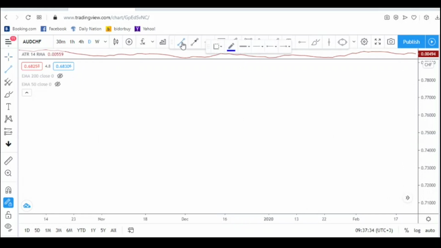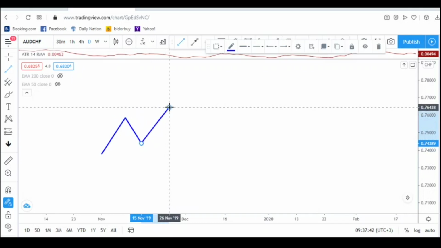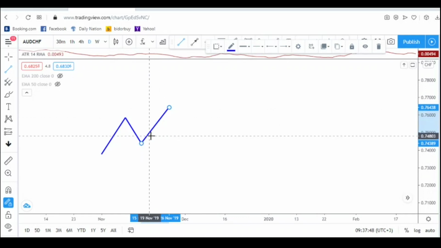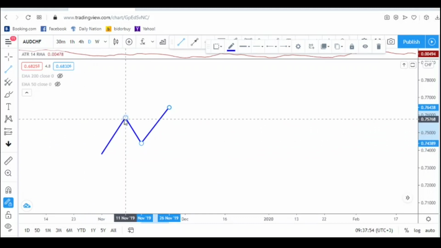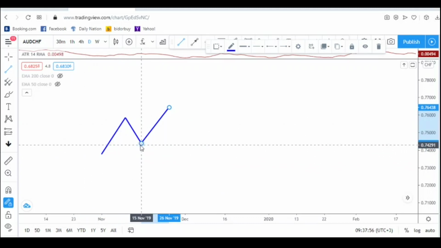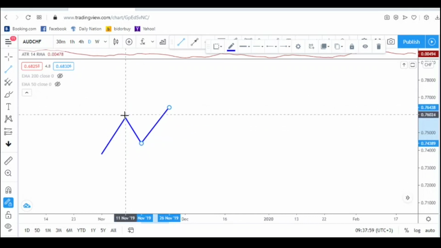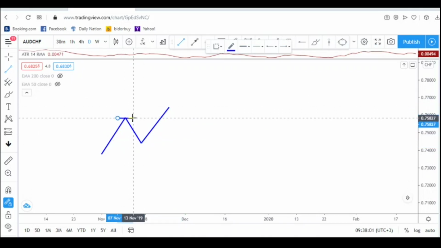Let's say we have a market which makes an impulsive leg, a pullback, and another impulsive leg that closes above the previous level of resistance. So in this case, what you have to do on this strategy is to look for an impulsive leg, then a pullback, and then another impulsive leg that closes above the previous level of resistance.